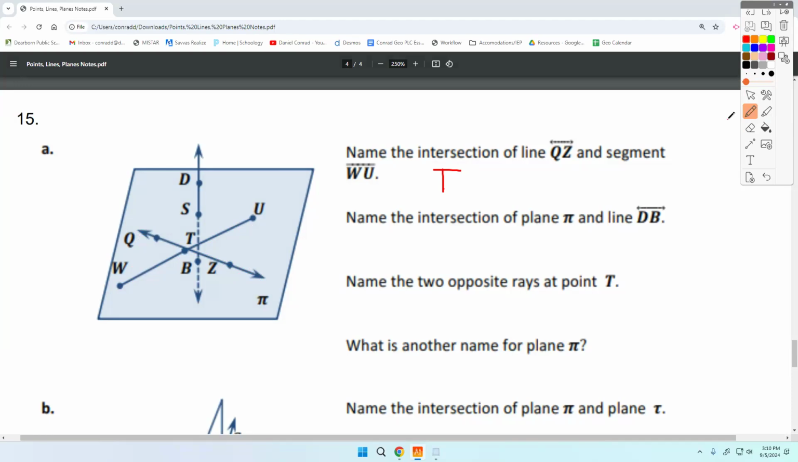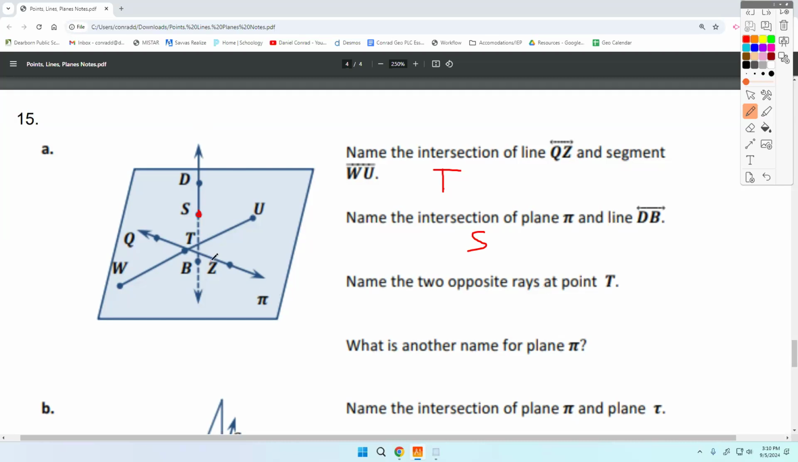The intersection of plane pi and line DB. So if we notice line DB here, it's dashed and then it becomes solid. That's because it's not in the plane, it's going through the plane. So point B is below the plane. The line's coming up. It hits the plane at point S. And then D is above. It goes above the plane and through. So the place where it intersects is point S.